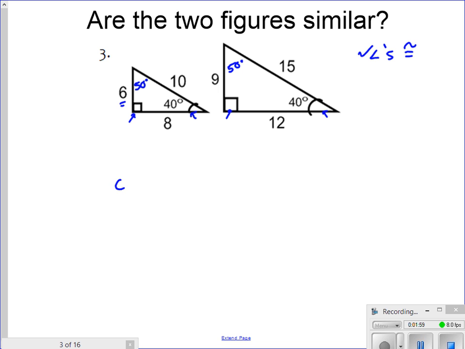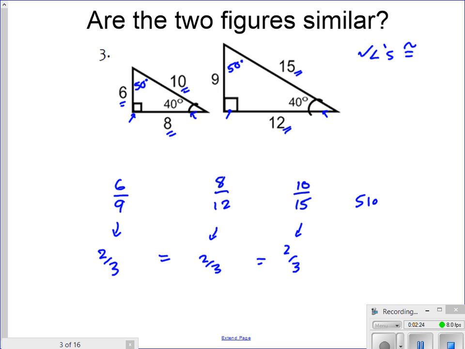So 6 matches up with 9. 8 matches up with 12. And 10 matches up with 15. I'll just simplify all these fractions. 6 over 9 simplifies to 2/3. 8 over 12, divide both sides by 4. It's 2 over 3. Oh, got ahead of myself. 2 over 3. And then 10 out of 15, again, simplifies to 2 out of 3. These are all equal. So sides are proportional, which means the two figures are, in fact, similar.